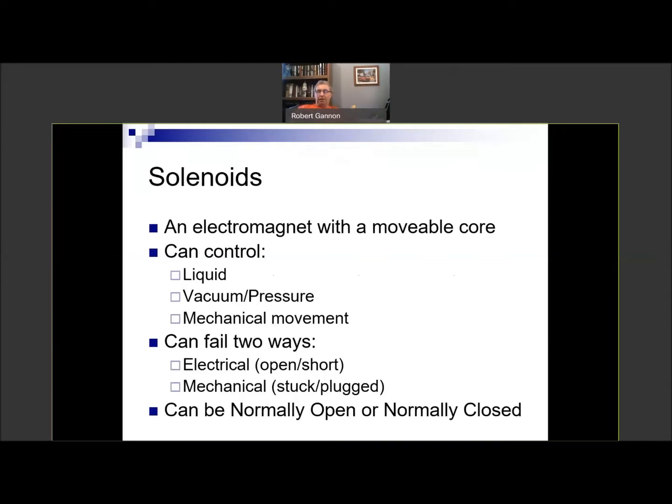Important thing to realize is they can fail in two ways. You can have an electrical failure, so the coil, the windings can fail, or that might be perfectly fine. The electromagnet works fine, but the ports are plugged up, or it's full of rust, it's stuck. So you can do all the electrical measurements you want, but the solenoid doesn't actually do what it's designed to do.